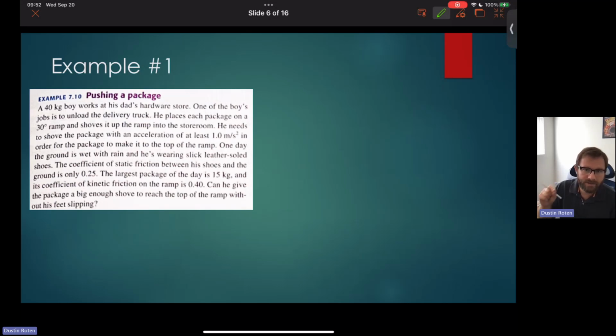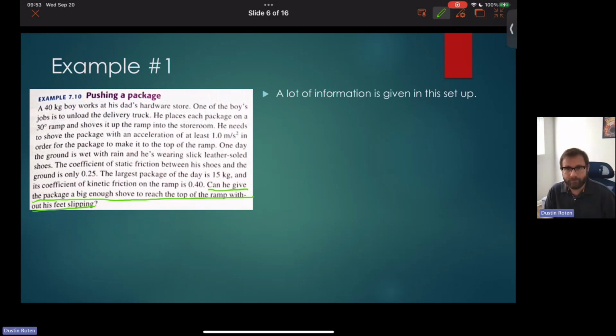Okay, and the largest package of the day is a 15-kilogram package, and its coefficient of kinetic friction, because it's sliding up the ramp, its coefficient of kinetic friction is 0.4. So the question is, can he give the package a big enough shove to reach the top of the ramp without his feet slipping? Okay, so we have this dense paragraph of information and context. But really the thing we're after is right here.